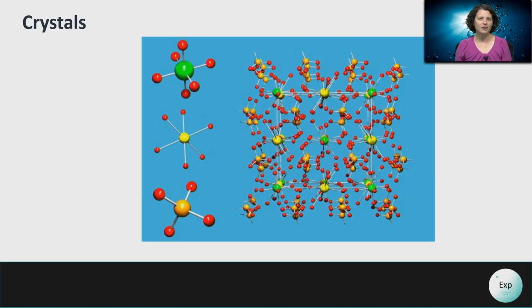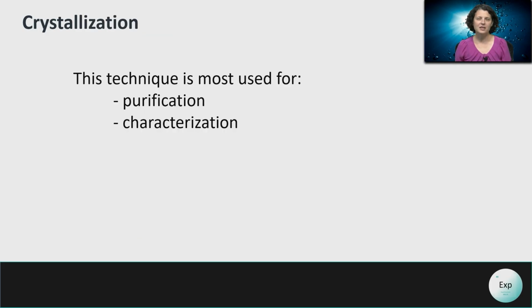Crystals are large three-dimensional networks in which ions are connected through electrostatic forces. And this is an example of the alum crystal structure. Crystallization is a technique most commonly used for purification. The more times we crystallize and recrystallize the same material, the more likely it is that we removed the impurities.